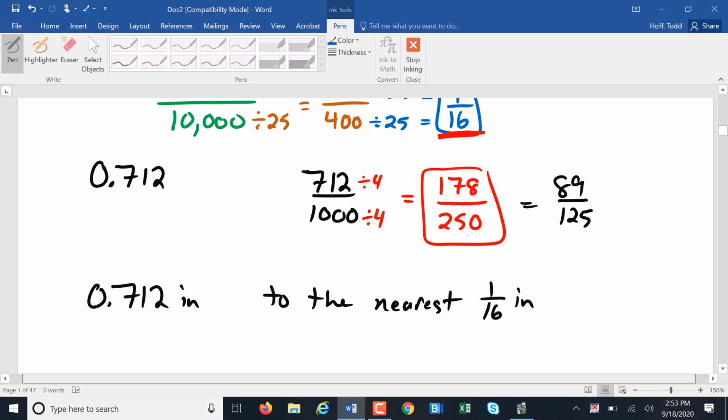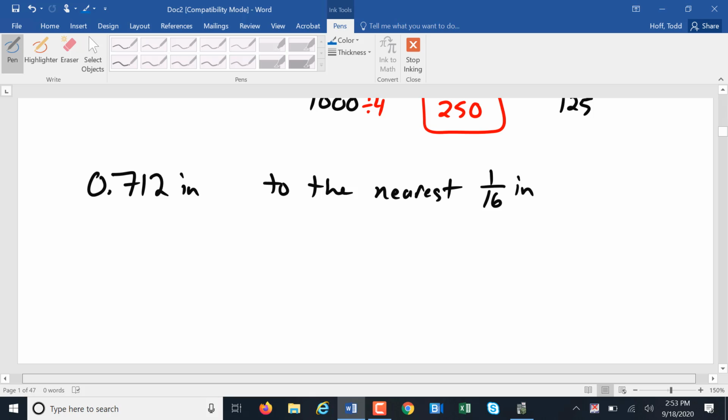If I want it to the nearest 16th of an inch, it is a totally different process. Looks nothing like what we did to go to the exact fraction. What we're going to do is make this a fraction in the simplest way we know how. 0.712 over 1. We can make anything a fraction by just putting it over 1.